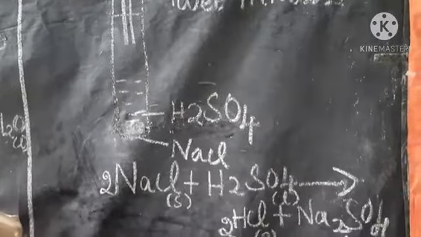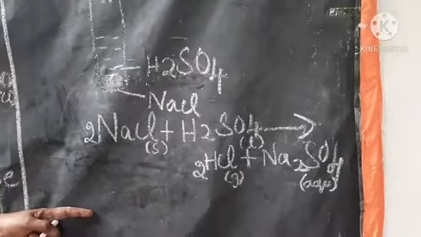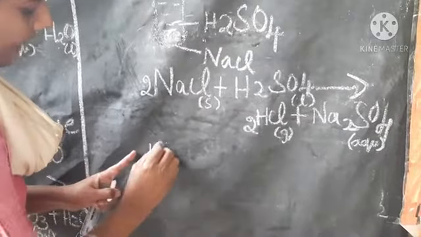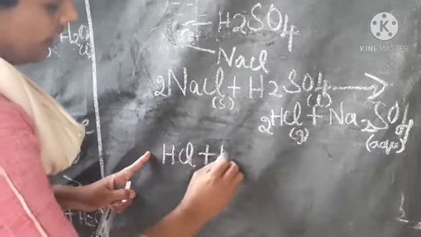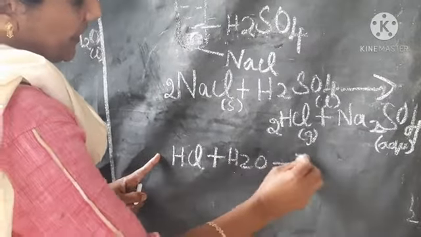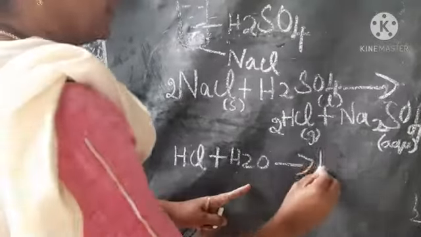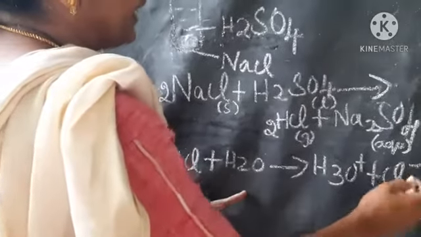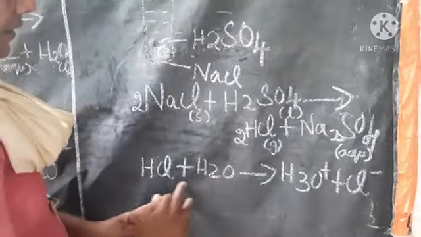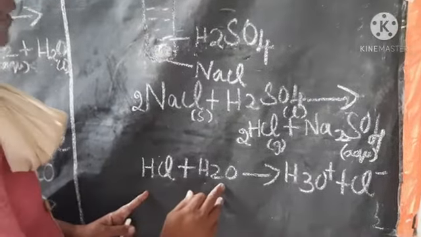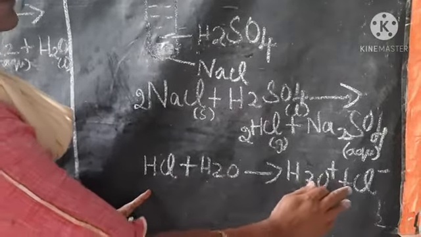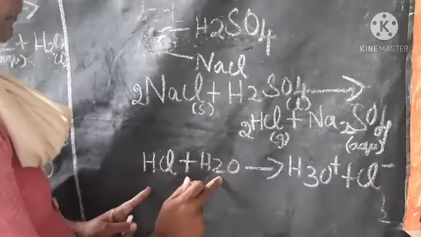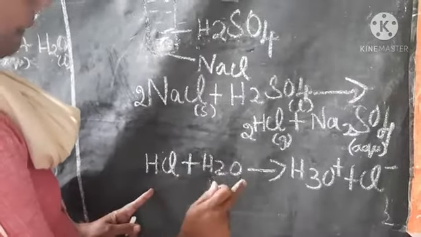Okay, from this, what do we understand? That means only when acid is dissolved in water, it changes into hydronium ion plus another anion. Here, hydrochloric acid, when it is dissolved in water, gives H3O plus and Cl minus. Suppose if it is not dissolved in water, it will not be ionized.